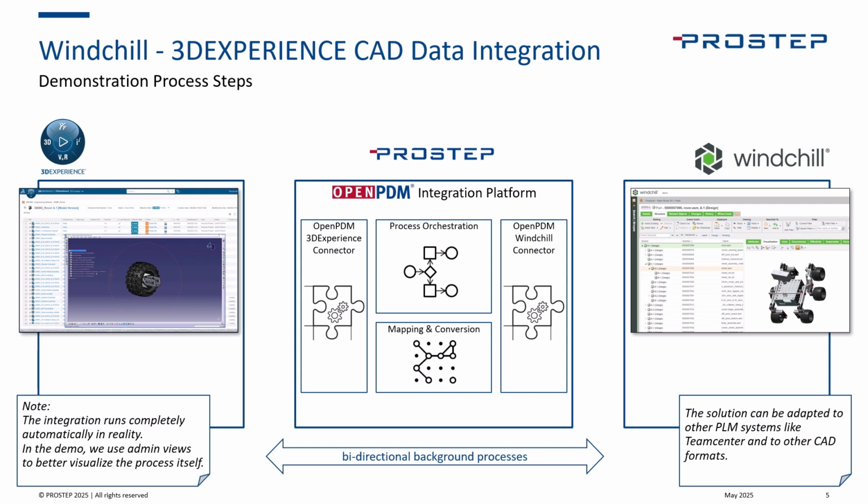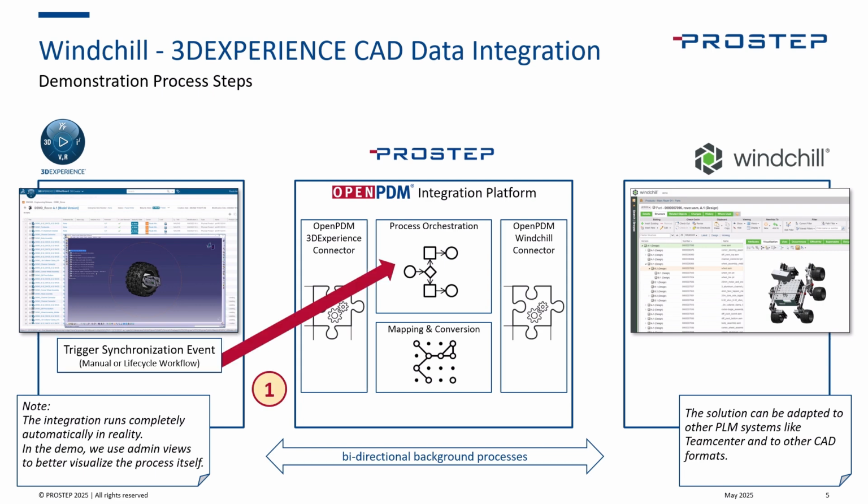So the process architecture looks a little bit like this, where you have OpenPDM within the middle. You've got a 3DEXPERIENCE connector that integrates to 3DX, the orchestration and a BPMN workflow engine, our mapping service, and the OpenPDM Windchill connector that integrates to Windchill. And that's how you would set up these bidirectional processes.